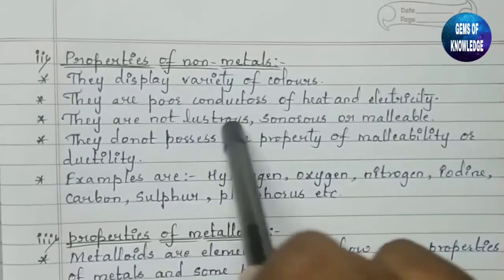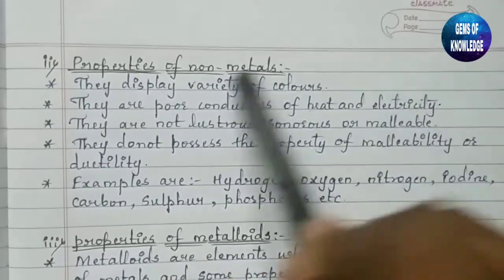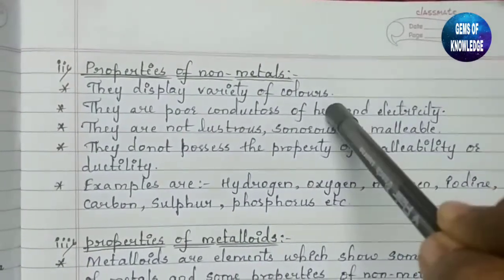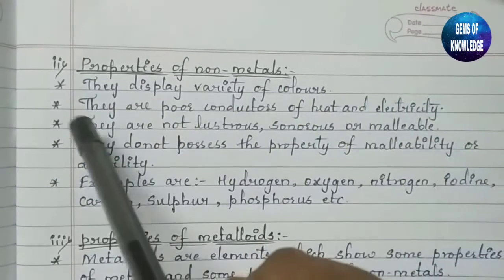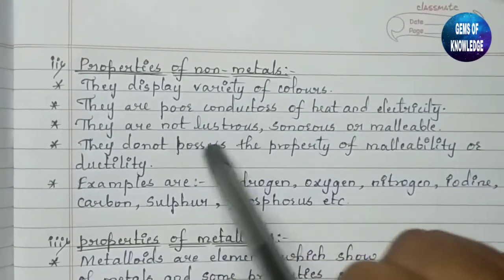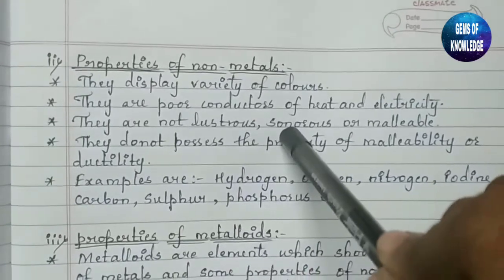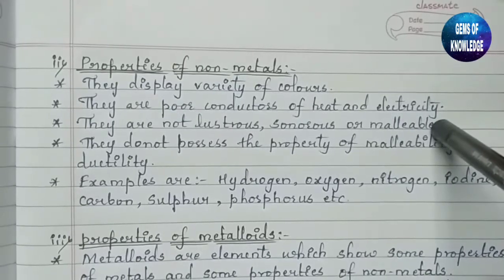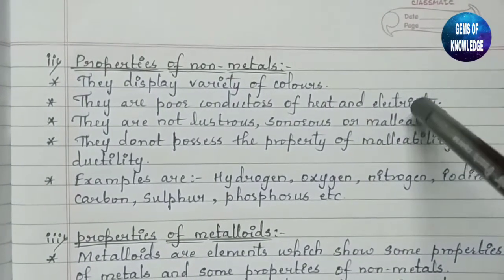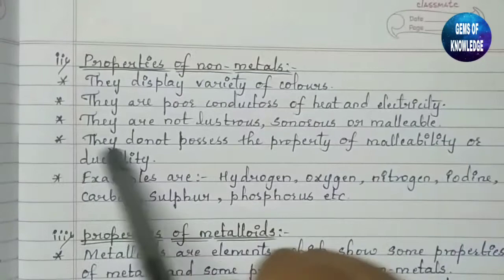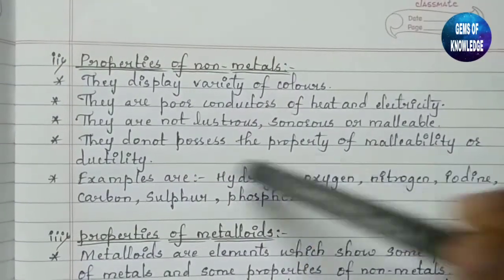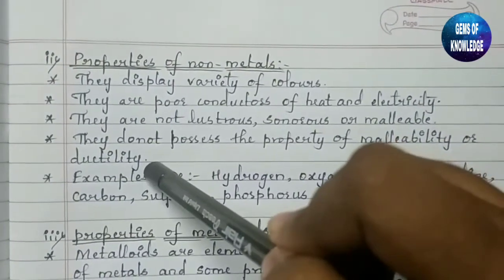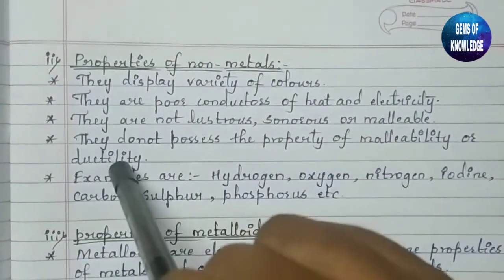Then they are poor conductors of heat and electricity. Non-metals cannot conduct heat as well as electricity. They are non-lustrous, which means they do not shine. They are non-sonorous, which means they do not make a ringing sound, and they are not malleable. It means they do not form into thin sheets. They do not possess the property of malleability or ductility. They cannot be formed into wires either.